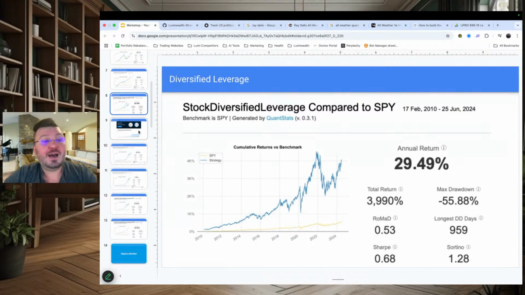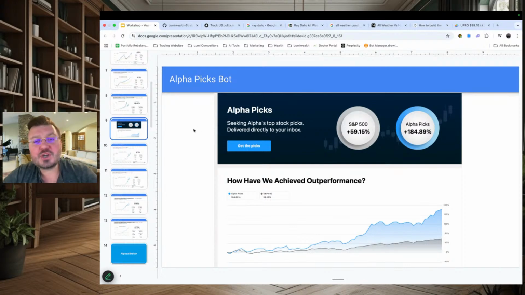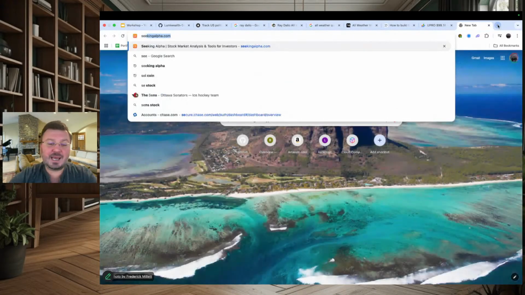Okay. Here's one of them. Here's our Alpha Pick spot. This is one of my favorites. I've actually had some money in this for some time now. I'll show you basically the returns of it, but let me first tell you what it does. So this Alpha Pick spot follows a company called Seeking Alpha.